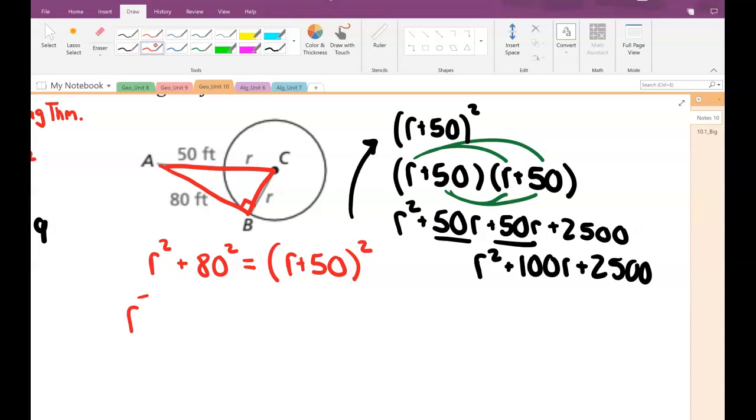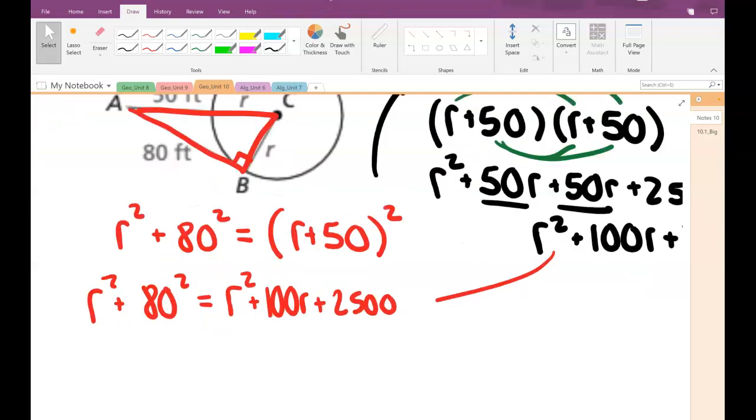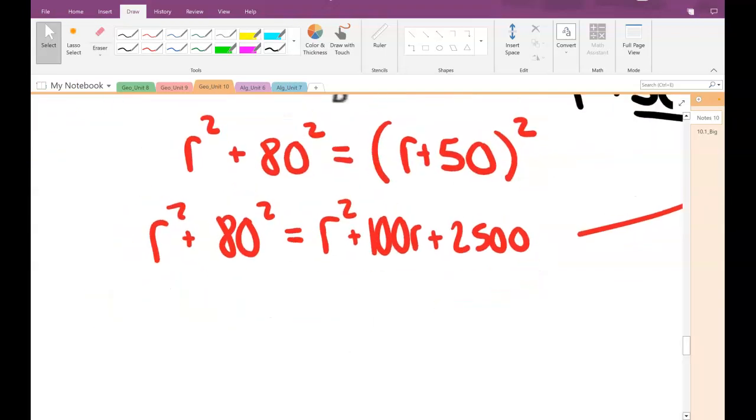We have r squared plus 80 squared is equal to, let me rewrite this, r squared plus 100r plus 2,500. We can now solve for r. If I have an r squared on both sides, I can subtract one from the other and they cancel each other out. So let's do r squared minus r squared. They all go away.